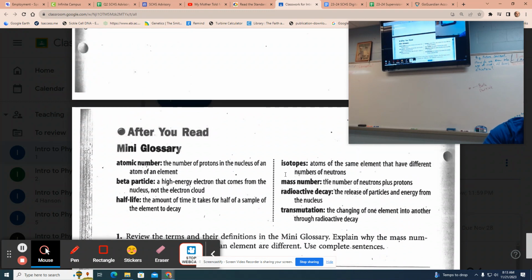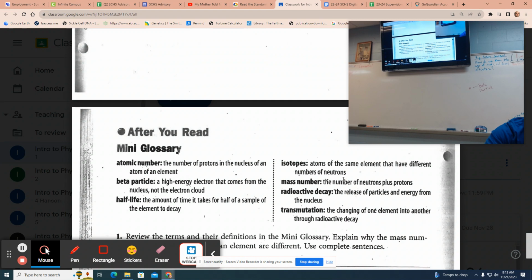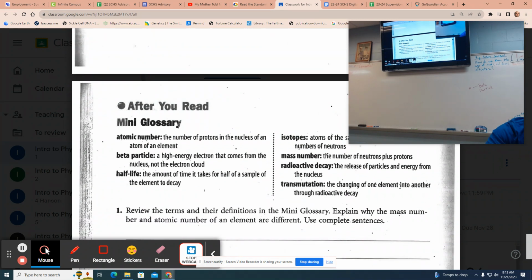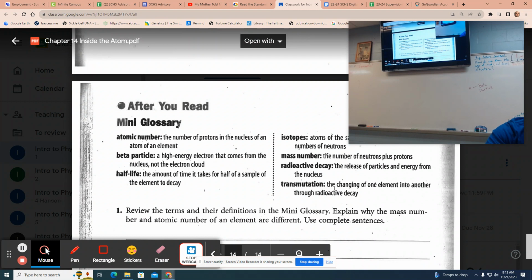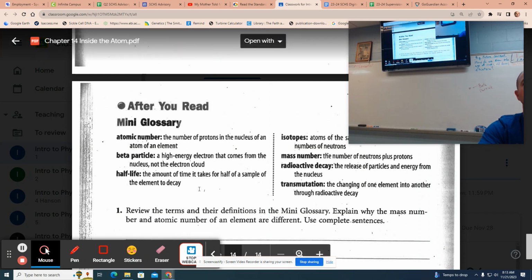It's also got isotopes defined for you there. I think we already had that in our notes too. Mass number, atomic mass, same thing, like an AKA, right? Radioactive decay, release of particles and energy from the nucleus, and transmutation, changing of one element into another through radioactive decay. Half-life you already took down, yes.